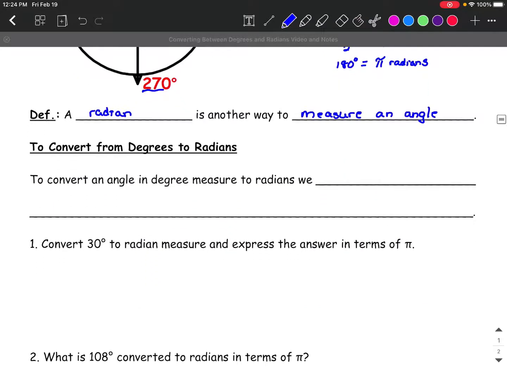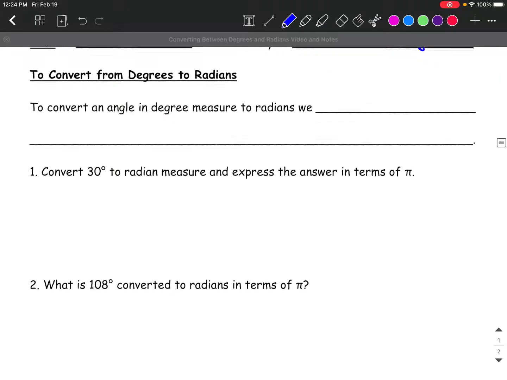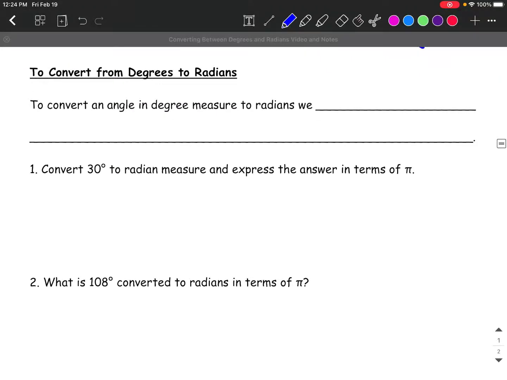To convert from degrees to radians, so if we have an angle measure in degrees and we want to change it to radians, what we do is we multiply by pi radians over 180 degrees, and then you must simplify.